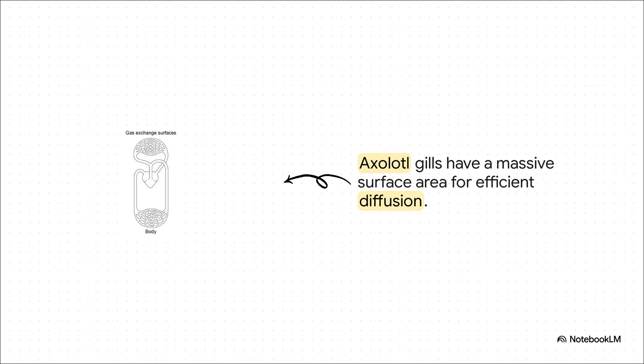And animals have adapted some truly incredible ways to maximize this kind of transport. Take the axolotl, a fascinating aquatic creature. The axolotl actually relies on diffusion to breathe, getting oxygen directly from the water into its bloodstream.